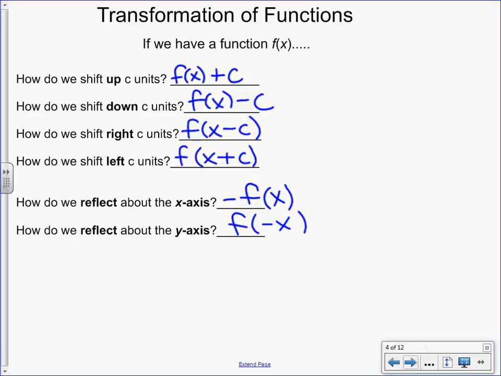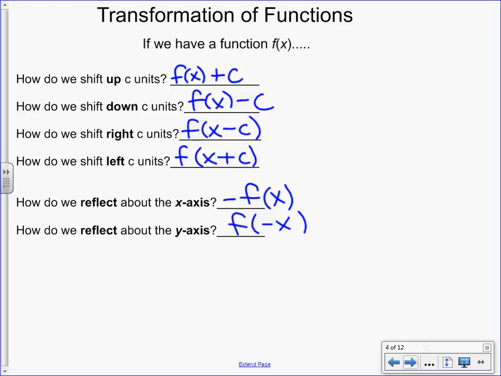So at least these first 5 you dealt with thoroughly in Algebra 2. This reflection about the y-axis you probably talked about, but you might not remember it. You may not remember working with it. We need to know all of these equally.